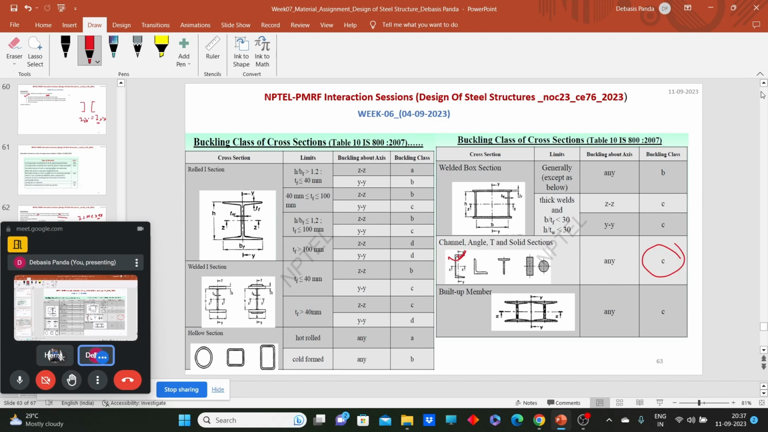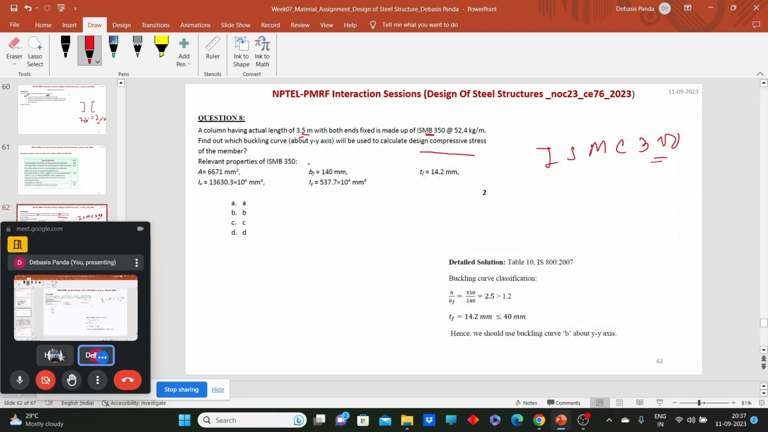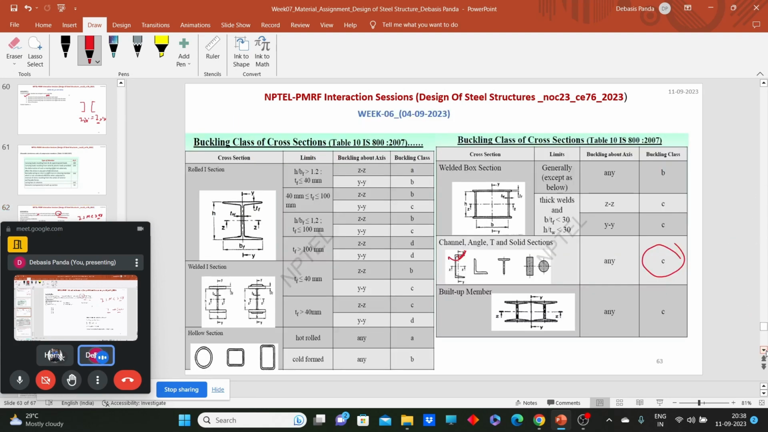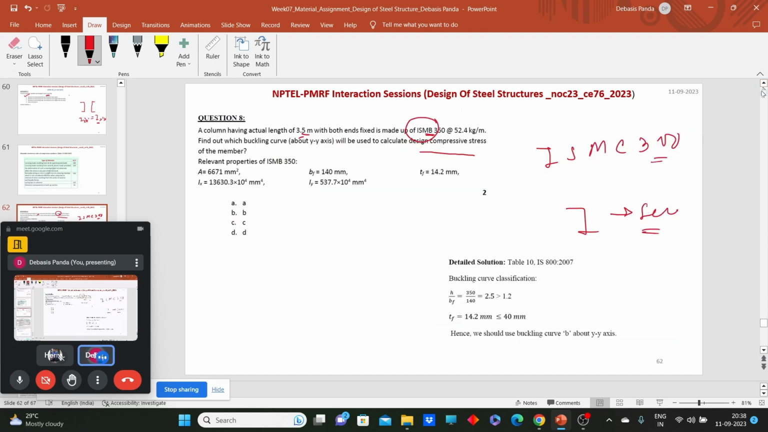So here the question says we have a column with ISMB. So we have an I section, not a channel section. So for I sections, what do we need to do? For I sections, we need to check these criteria. So check the criteria for the ISMB, not C. ISMB 300 is given, I have wrongly read these things. ISMB, I section is given. And for the I section, the thickness of flange is given, which is less than 40 mm.